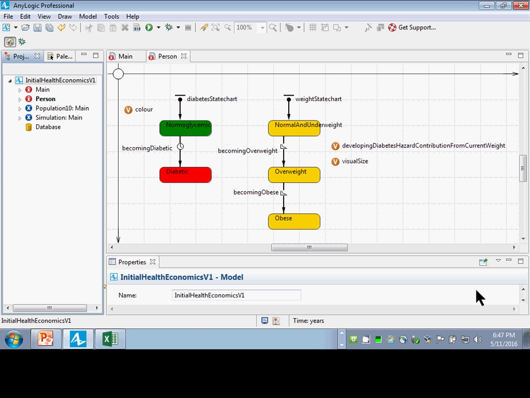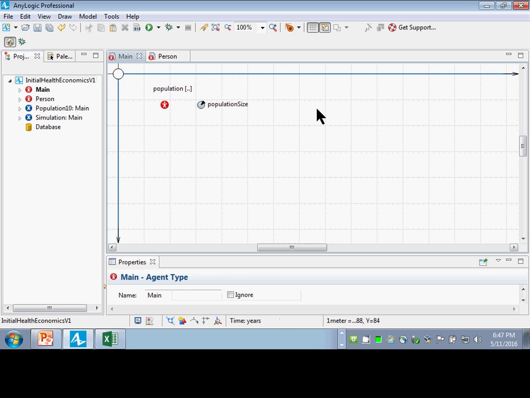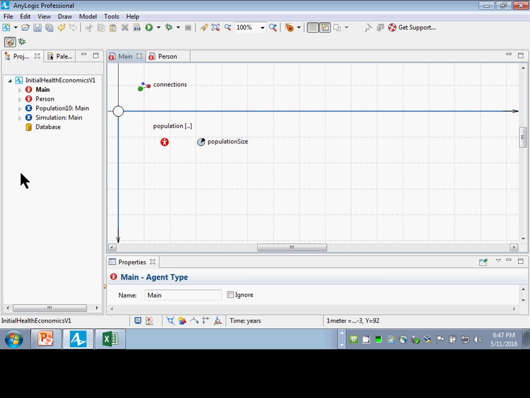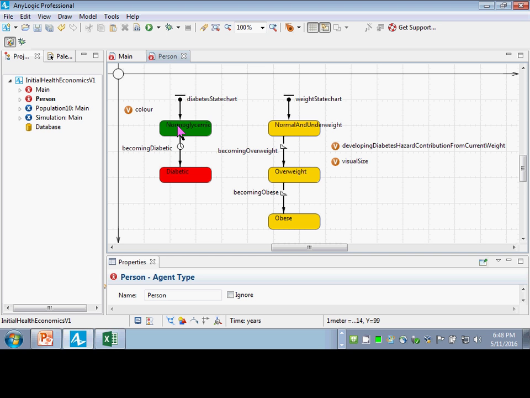So, ladies and gentlemen, what I'd like to do is to start layering in some components for quality of life and for costs. The idea here is that we're going to have accumulating in main a set of quantities for accumulated costs, discounted and undiscounted, accumulated QOLs, discounted and undiscounted, and accumulated life years.